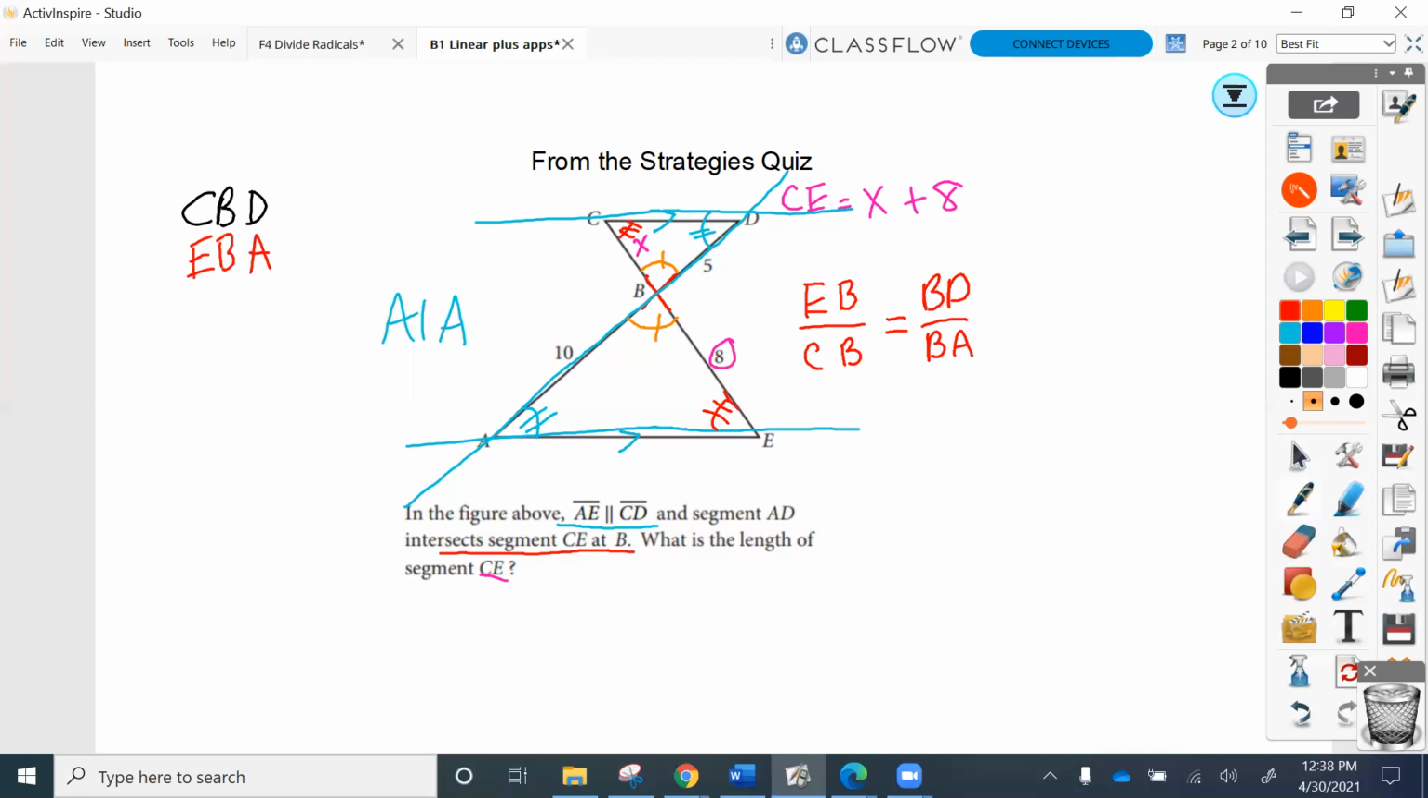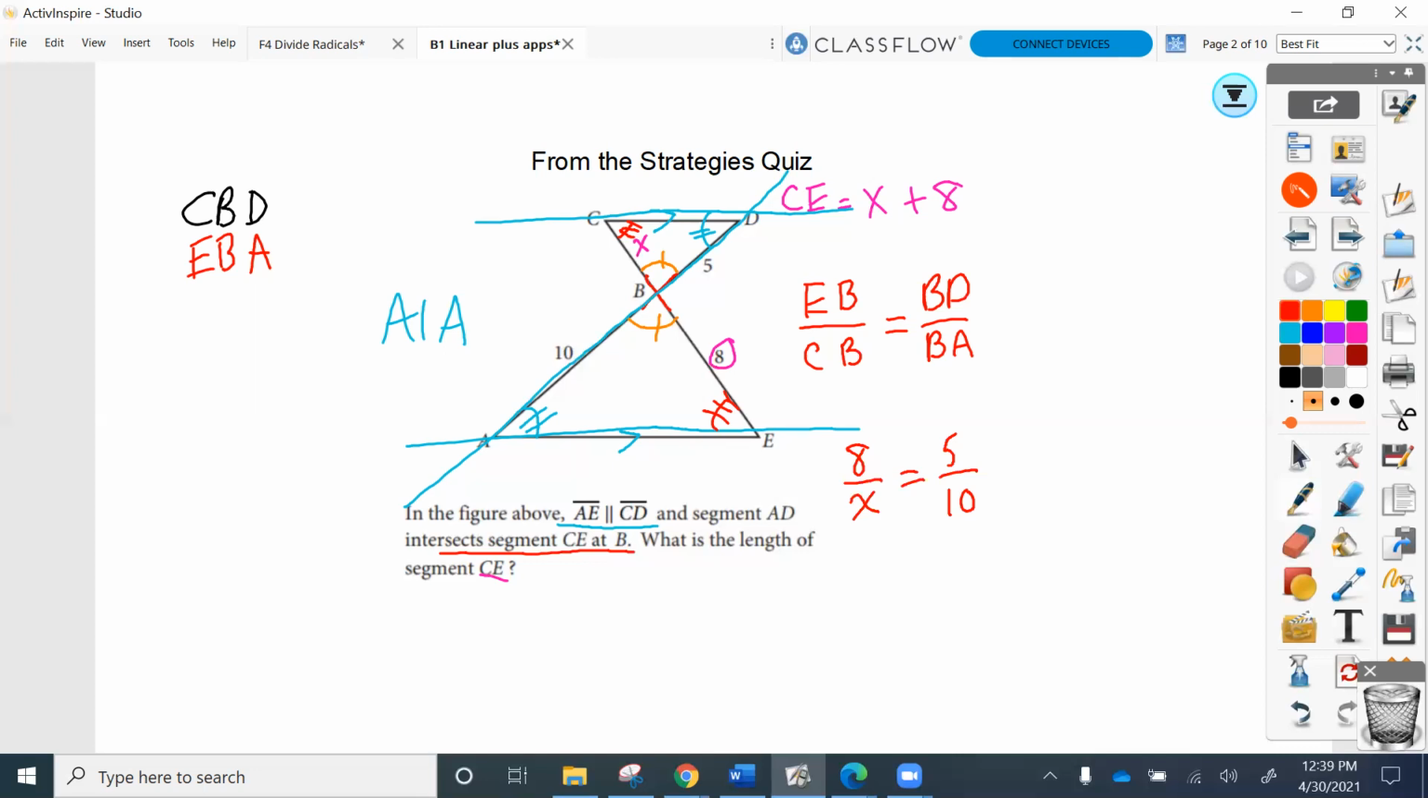So we know that EB is 8. They gave that to us. And CB is what we're calling X. But we do know what BD is. BD is 5. And BA is 10. So because we have parallel sides, we necessarily have similar triangles, and we can set up a ratio like this in order to solve for X.